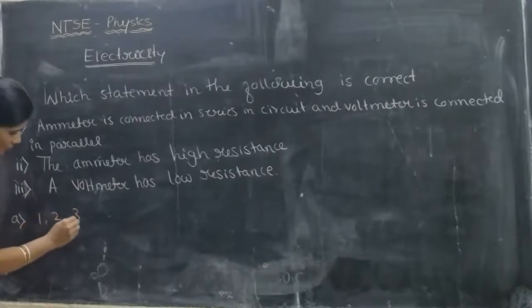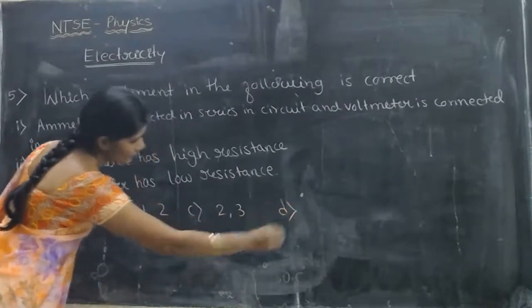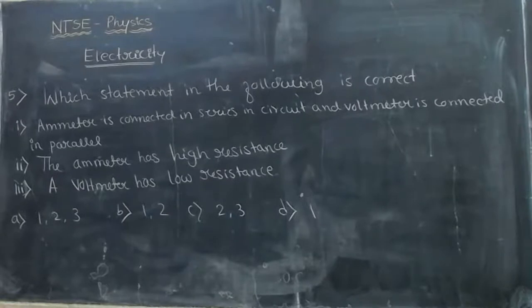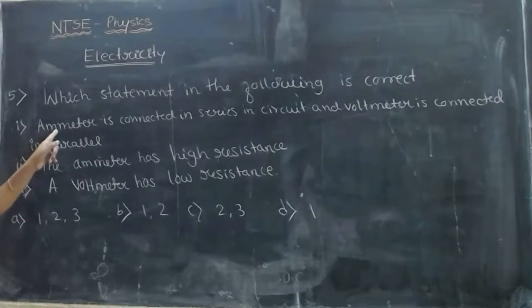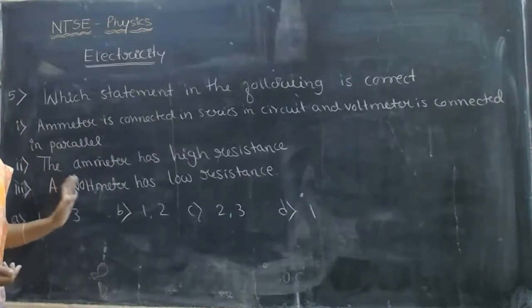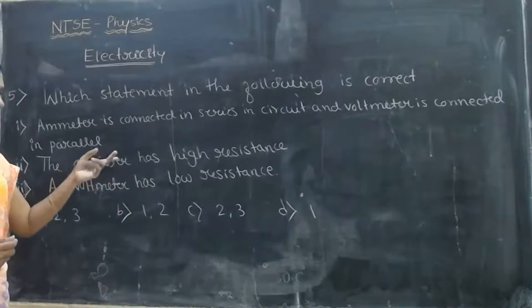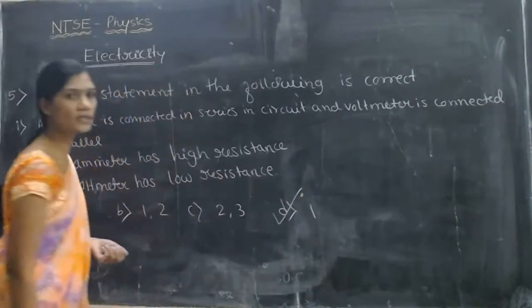Out of these three statements, which are correct, you have to select from these options. A: 1, 2, 3. B: only 1. C: 1, 2. D: 2, 3. Select the right answer. An ammeter is always connected in series in a circuit, and a voltmeter always in parallel. The ammeter is said to have high resistance and the voltmeter low resistance, but the reverse is right: the ammeter has low resistance, the voltmeter high resistance. That's why only the first statement is correct. So option B is correct.